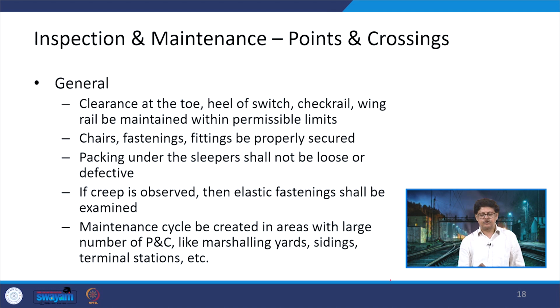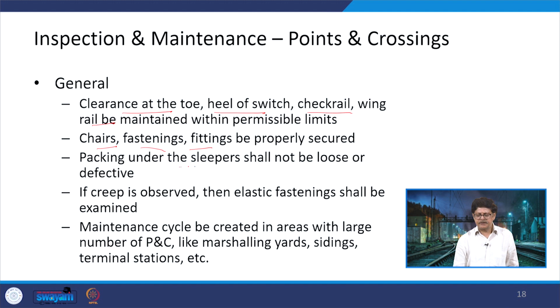Then clearance at the toe, clearance at the heel of the switch, jack rails, wing rails, need to be checked whether they are within the permissible limits or not. Then the various fastenings like chairs, fastenings or fittings need to be checked so that they are in position and tightened, and not in a loose condition.